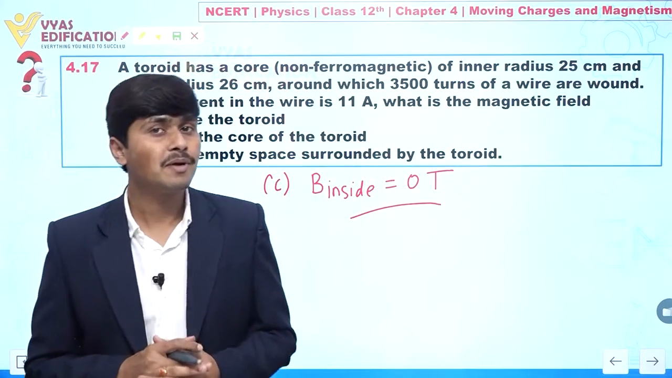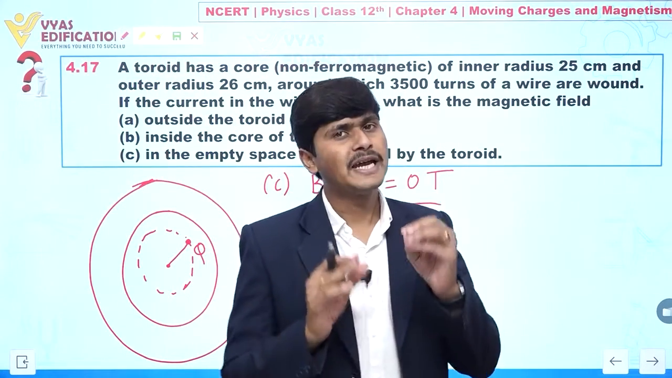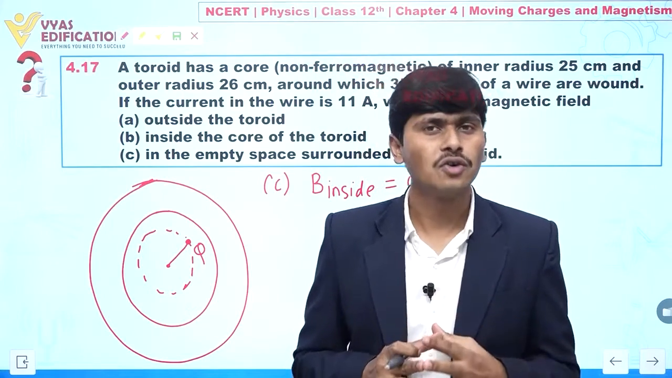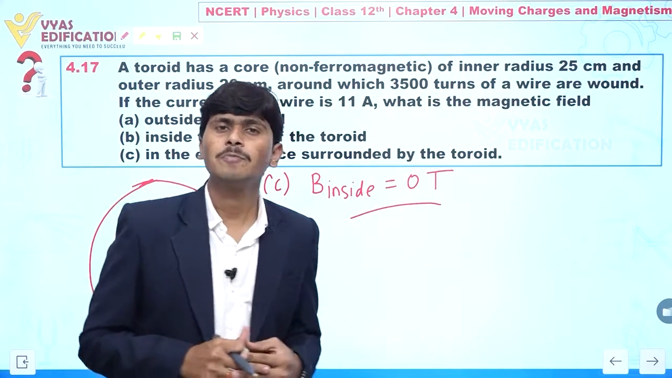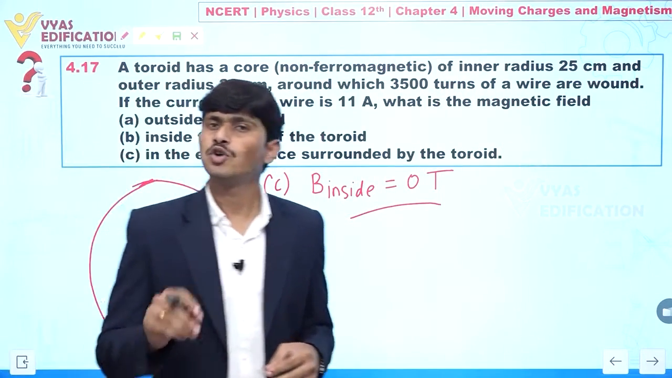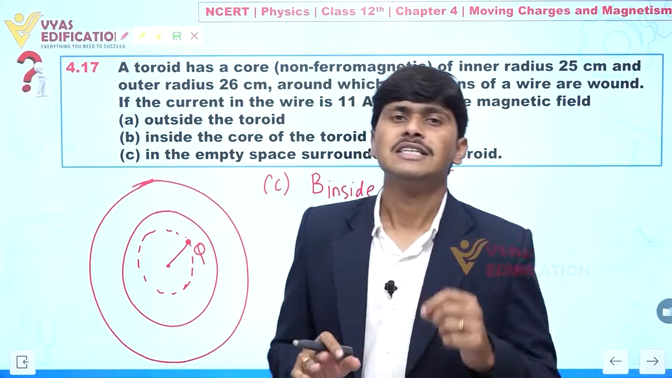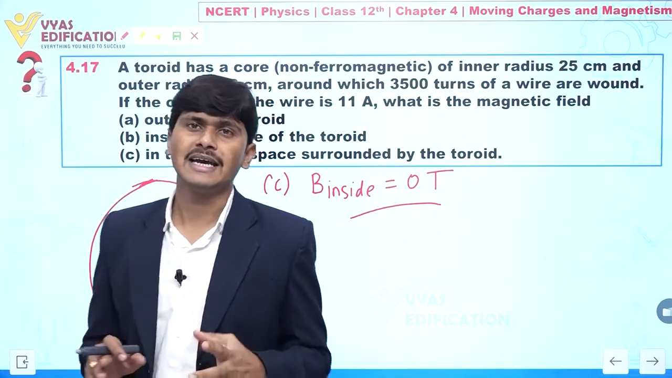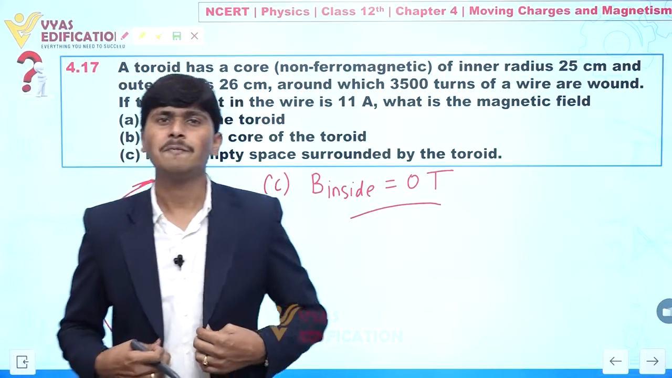But what about when we are talking about any point inside the core? At that time the value of the magnetic field is given by mu naught Ni. Clear everyone? This one is given by mu naught Ni. So this is all about this question.